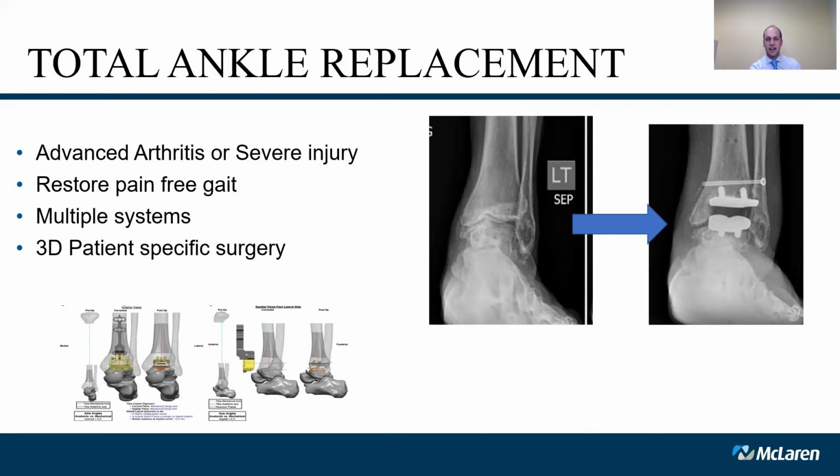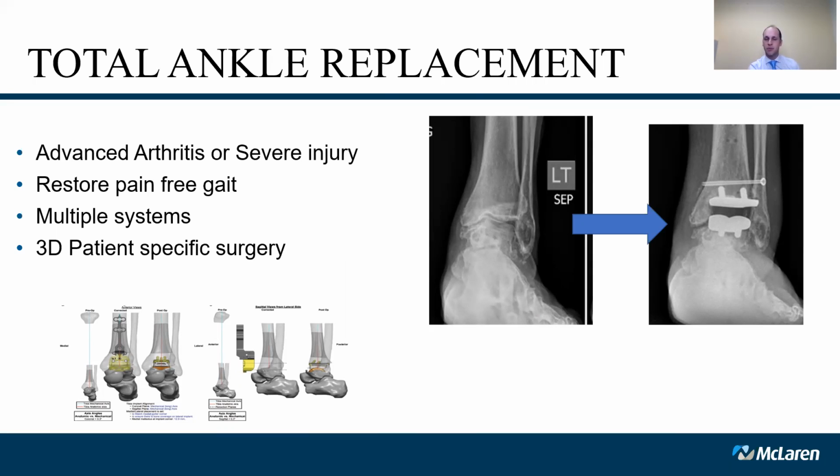And finally, I want to touch on a total ankle replacement. This is really for people with end-stage arthritis, pseudo-fusions of their ankles, and sometimes for people with very extensive articular injuries. Ankle replacement is beneficial. It replaces the articular surface of the bone with a metal implant, returning range of motion, but also returning pain-free gait.